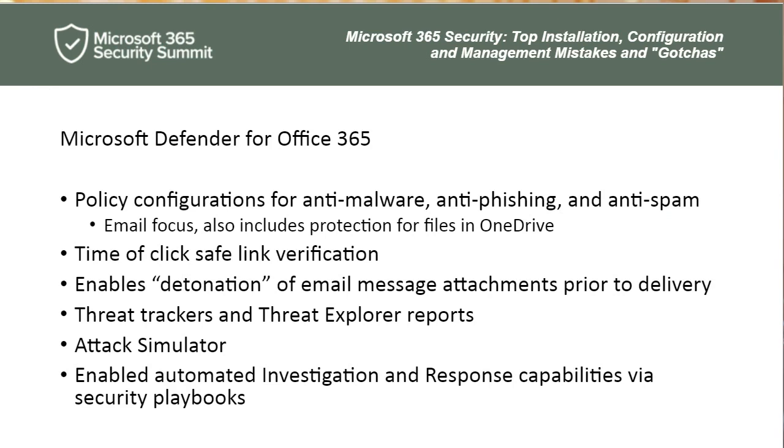Defender for Office 365 is the second of this set of tools. This is where you're going to find your email security, and OneDrive for Business files and security around that. This includes policy configurations for any malware, phishing, and spam. There's an email focus, but it also includes protection for OneDrive files. This is where you'll find features like Safe Links and Safe Attachments, which allow for detonation of email messages to see if an attachment is going to cause malicious activity in your environment.